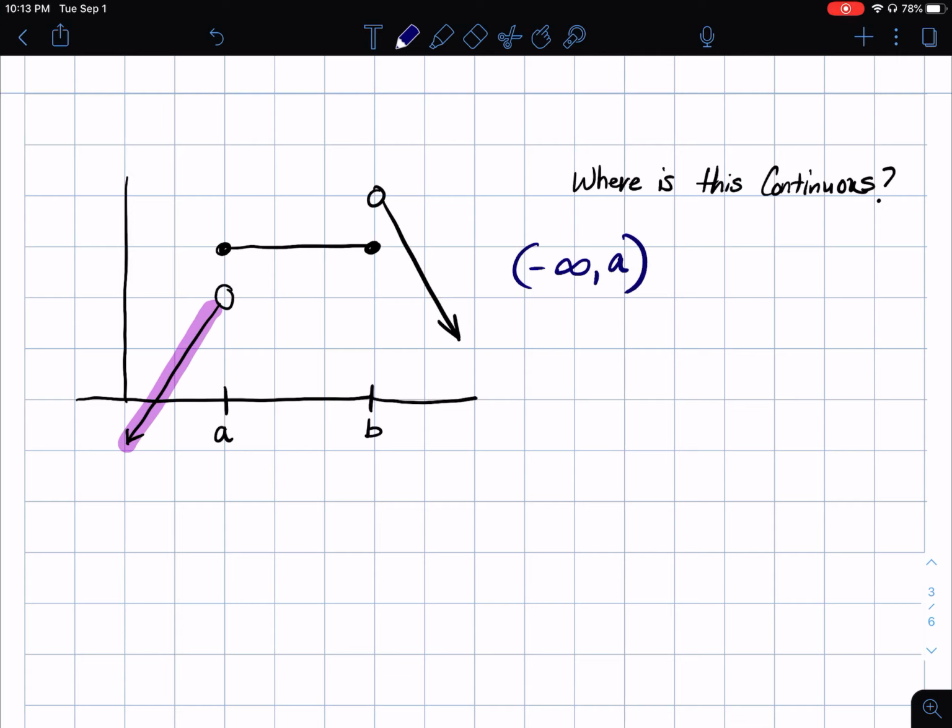A is not included there. Union. Then if we look here, I have these closed dots on each end of this. So this is going to actually be a bracket A to B, which is also a bracket because it's a closed circle there. And then this last interval that we have is this one. So we'll say union b to infinity.